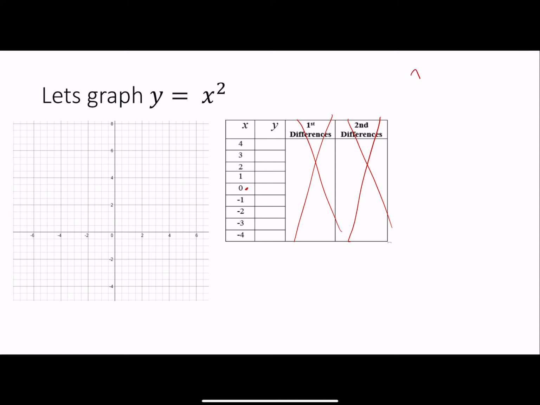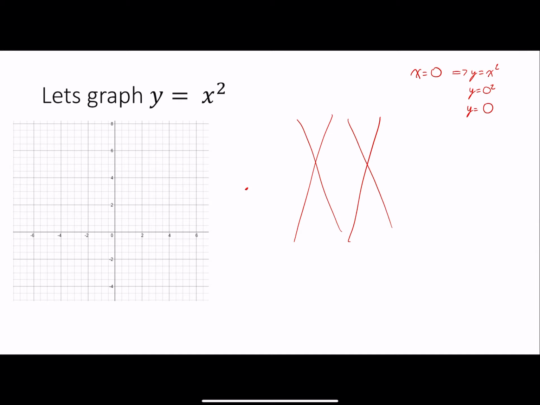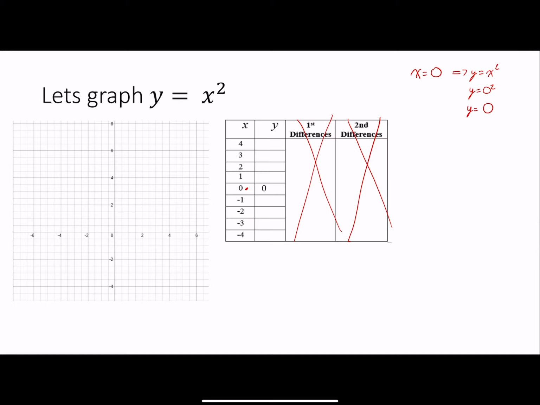When x is equal to 0, we put that into y equals x squared. We get y equals 0 squared. We get y equals 0. So (0, 0) is our first point. So let's graph it. (0, 0).